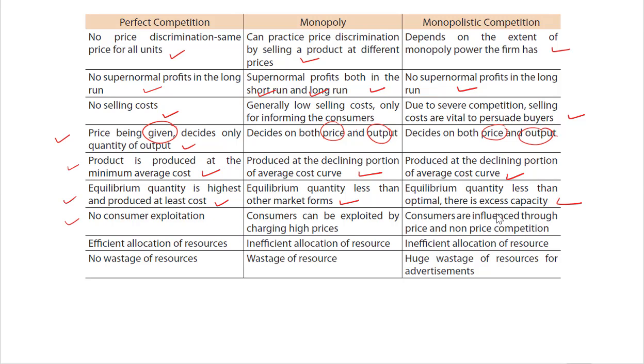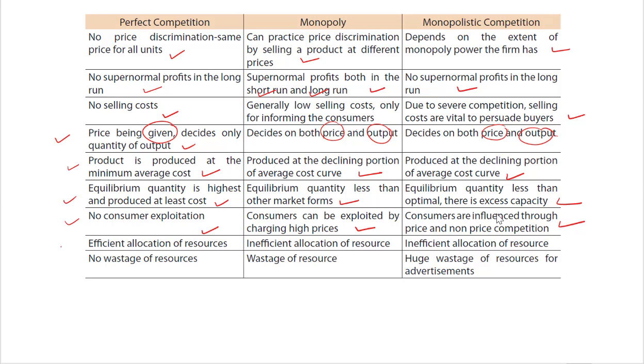In case of perfect competition, there is no consumer exploitation. Exploitation is not possible at all because the firm is a price taker and not a maker. In case of monopoly, consumers can be exploited by charging higher prices and producing less. In monopolistic competition, consumers are influenced through price and non-price competition.